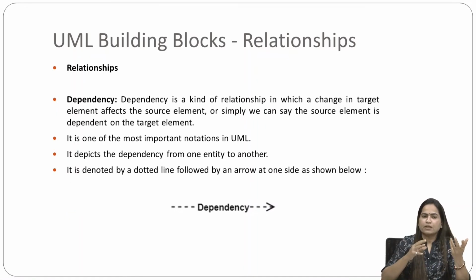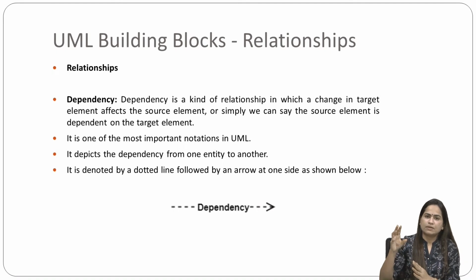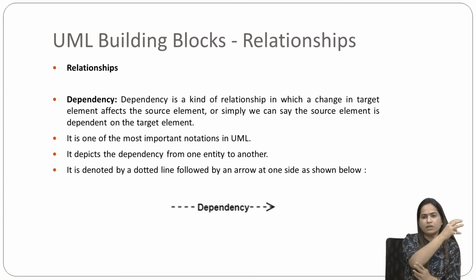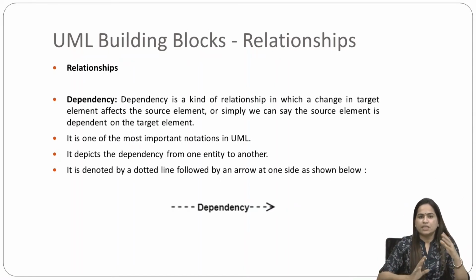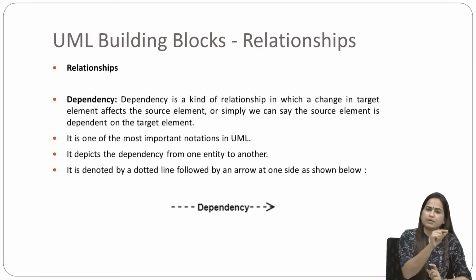In relationship, first we have dependency. Dependency is what? As the name suggests, something is dependent on another. We can say the source element is dependent on the target element. It means that if we have changes in the target element, then it will affect the source element. Source is dependent on target. It is one of the most important notations in UML. It depicts the dependency from one entity to another. It is denoted by a simple dotted line which has a one-sided arrow.